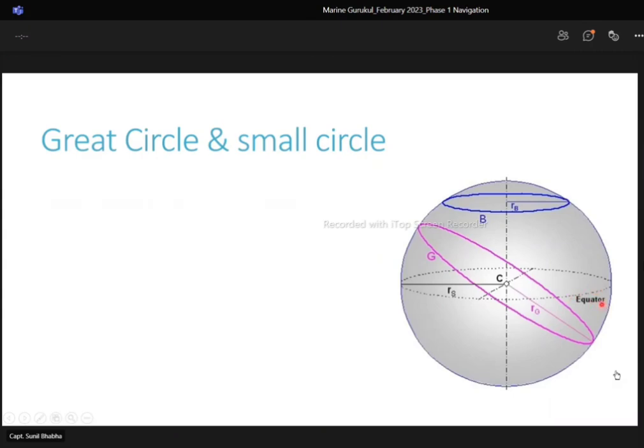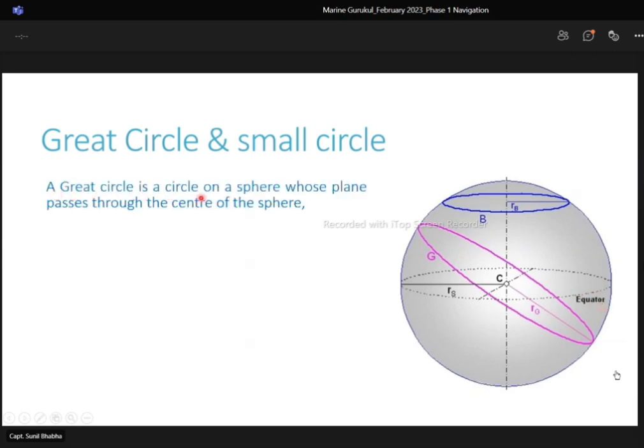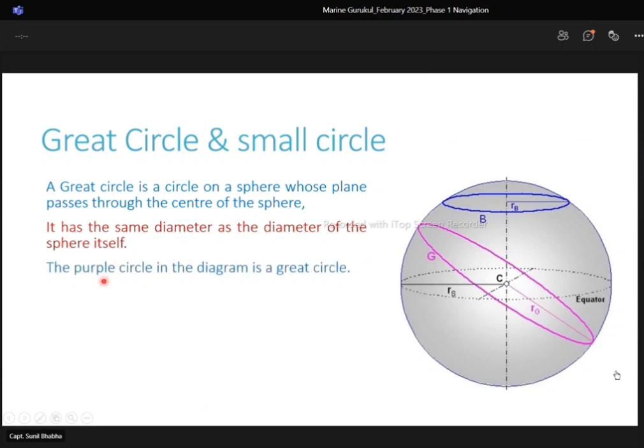Now, on a sphere or on the surface of Earth, a great circle is a circle whose plane passes through the center of the sphere. The great circle has the same diameter as the sphere itself. The purple circle which we see in the diagram is a great circle because the plane of this purple circle passes through the center of the sphere. The center of the sphere is represented by point C. So this is a great circle.